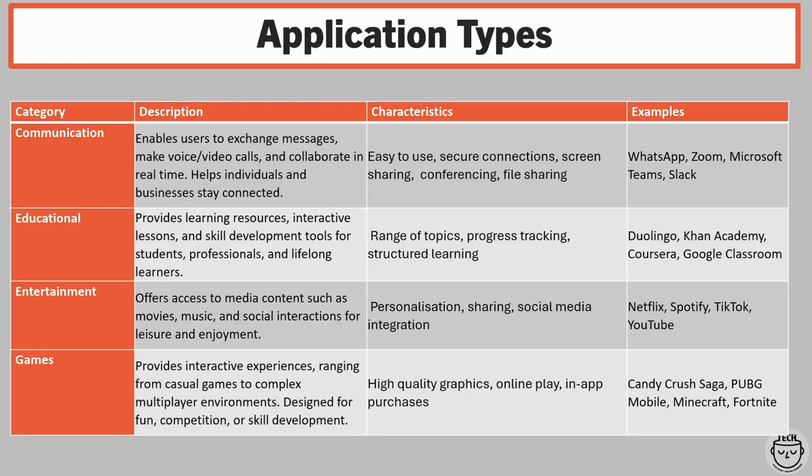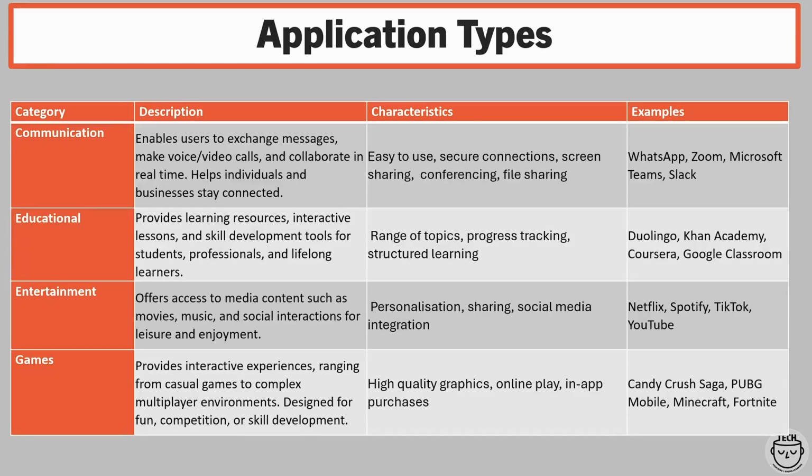So communication, we're talking WhatsApp, Zoom, Teams, a lot of the Skype features are in Teams now, but things like Skype, Slack, they allow us to exchange messages. It could be written messages, voice messages, maybe voice or video calls, collaboration in real time. Businesses use them, people use them for their personal business, and they're normally easy to use. There should be secure connections, think in WhatsApp, share your screen like on Teams, you can conference, lots of people in the same chat, and share files between them.